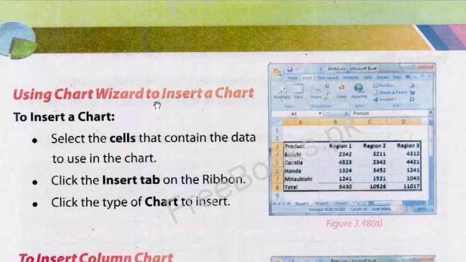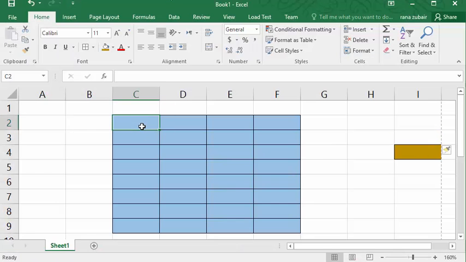Using charts, we have to insert a chart. To insert a chart, select the cells that contain the data to use in the chart. Click the Insert tab on the ribbon. Click on the type of chart to insert. Let's add some data here.